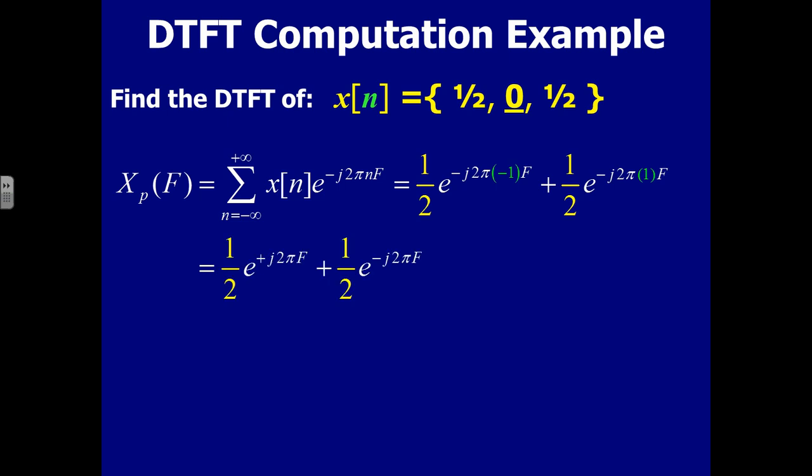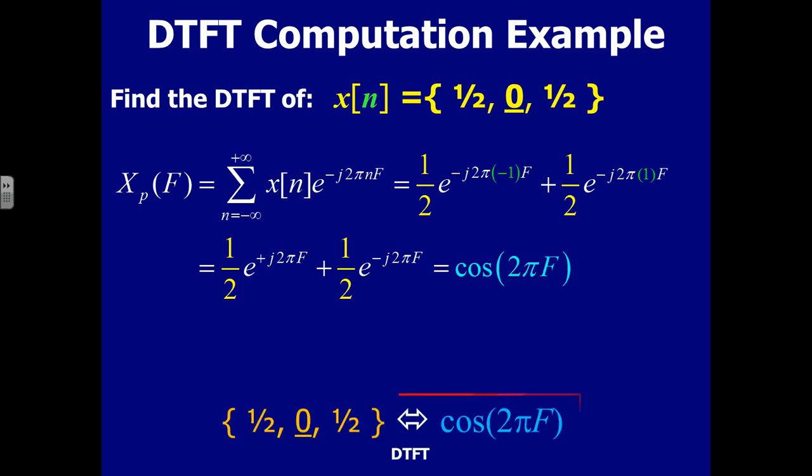Cleaning up those exponents, we have that the discrete time Fourier transform is 1/2 e to the plus j 2 pi F plus 1/2 e to the minus j 2 pi F. And you may recognize that as an Euler identity for a cosine function, where the angle argument of the complex exponential becomes the angle argument of our cosine. And so the discrete time Fourier transform of this interesting sequence of 1/2 at n equals minus 1 and 1/2 at n equals plus 1 gave us a cosine function. So that's a cosine 2 pi F.